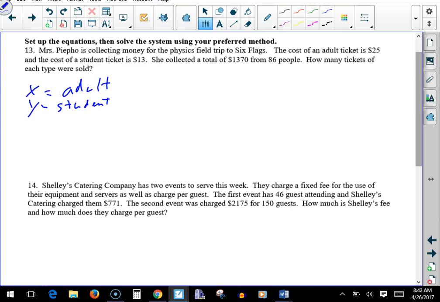Now you just have your equations. You have some unknown number of adults plus some unknown number of students, and you know the total number is 86. You know the cost of an adult is 25, and you know the cost of a student is 13. You know the total cost or money spent was $1370.